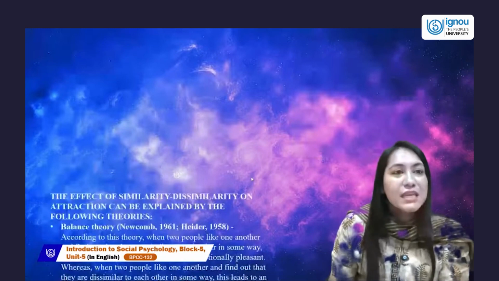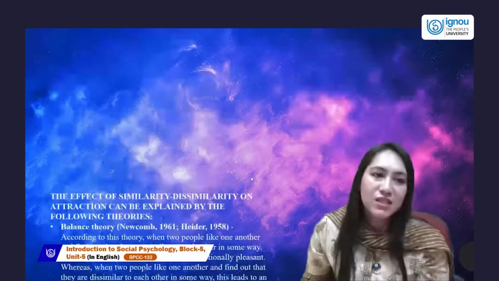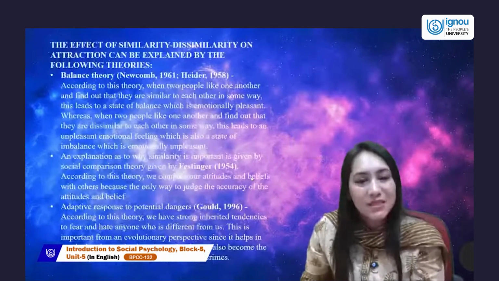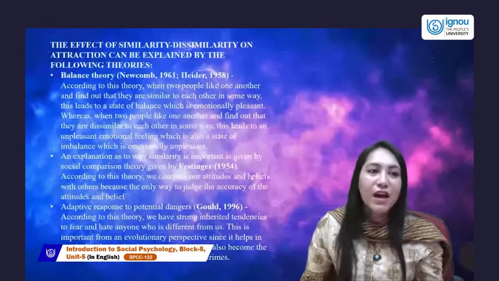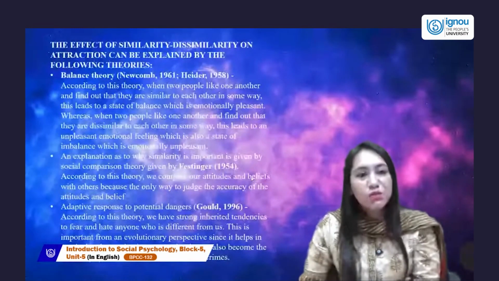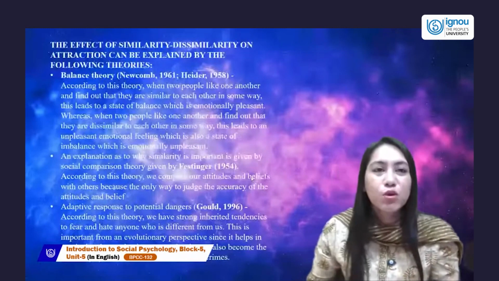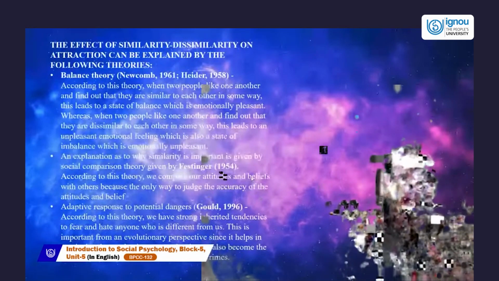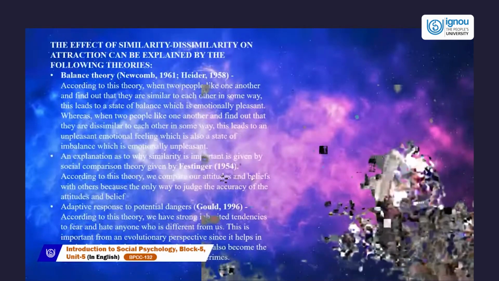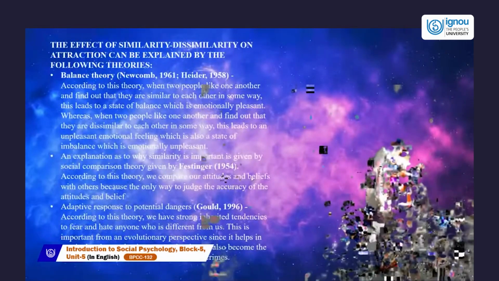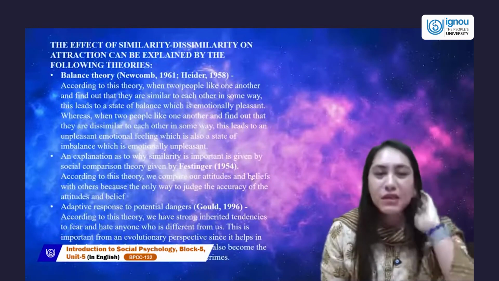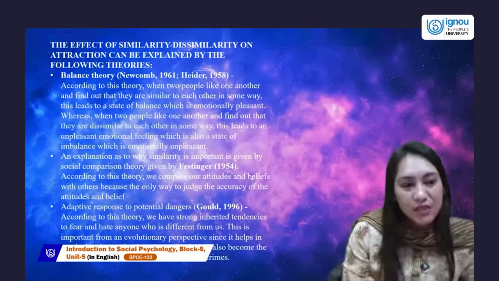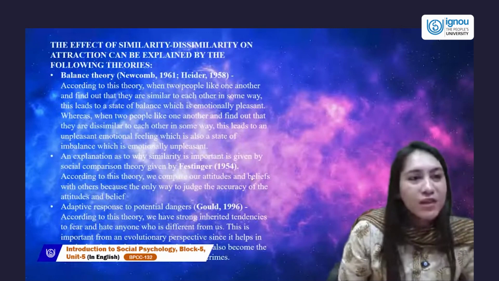Now, let's come to the last topic, which is the effect of similarity and dissimilarity on attraction, explained by some theories. Prosocial behavior was that, and now we come to some of the factors that impact both prosocial behavior and your attraction levels. Let's come to the balance theory, suggested by Newcomb and Heider. This is a part of interpersonal attraction. These are three theories given, and one is Newcomb's balance theory.